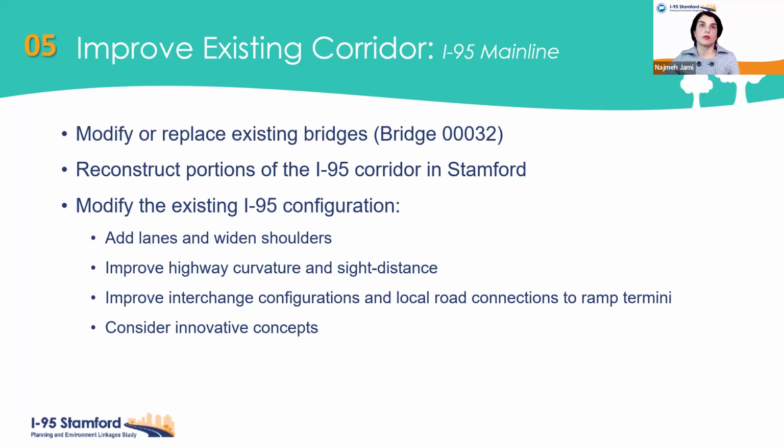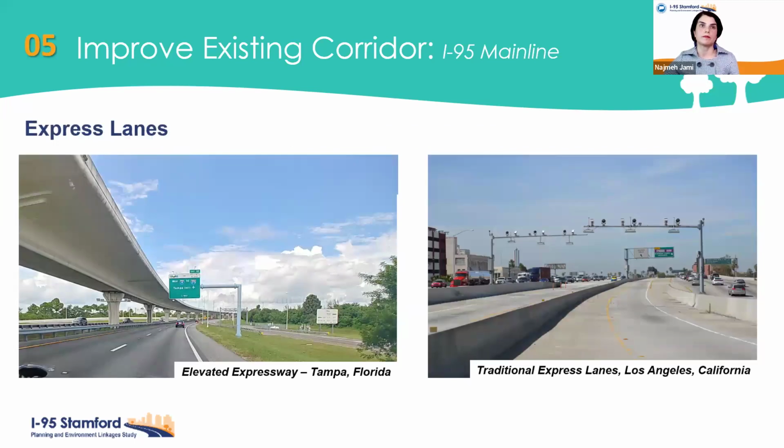We can also consider ways under this category to improve existing features of the main line and some of the deficiencies that Emily talked about, such as deficient curvature or sight distance, and bring those features up to standard. Also, under this category, we will look at improving local roadway connections to ramp termini. Now let's see how some of these concepts could look like.